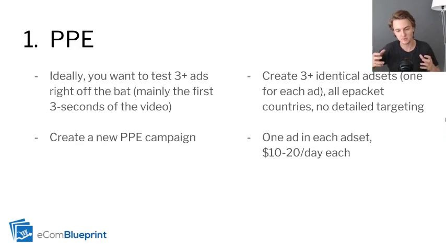So ideally, you want to test 3 right off the bat, and then create a new PPE campaign. Create 3 identical ad sets, 1 for each ad. If you only have 1 ad, then just 1, but you should have 3. And then you target all ePacket countries. I'm going to have the list of all ePacket countries below in the description for this video. So all ePacket countries, and then no detailed targeting except that they speak English. So 1 ad in each ad set, and that's all. You don't put all ads in just one ad set. You have one ad in each ad set, 3 ad sets, and no detailed targeting.